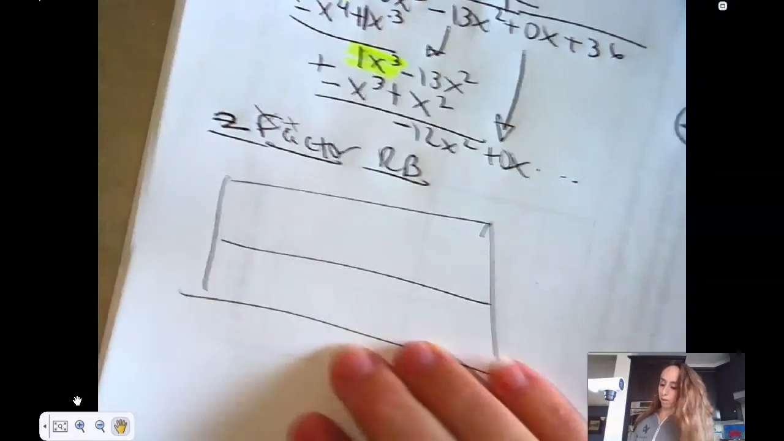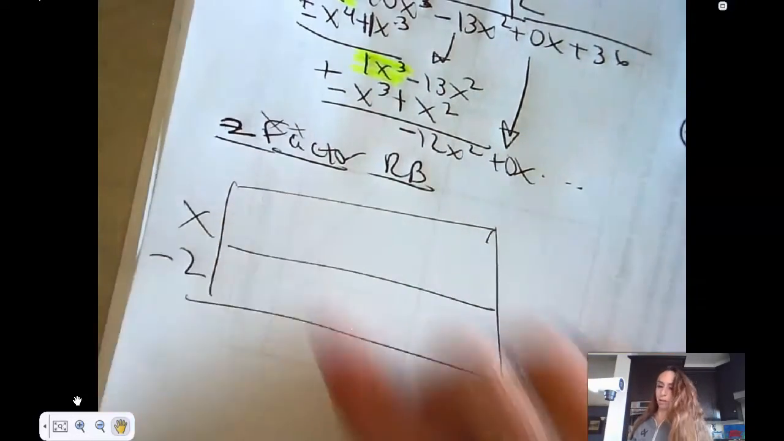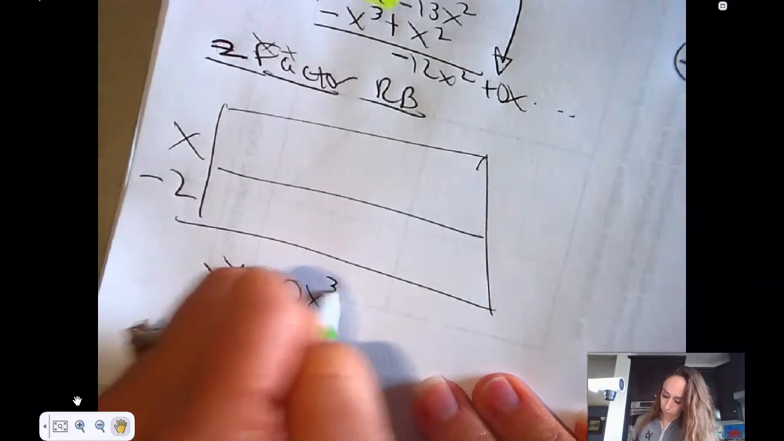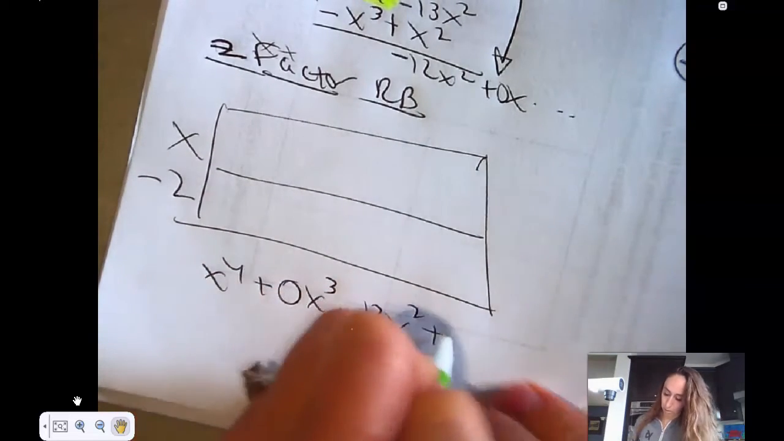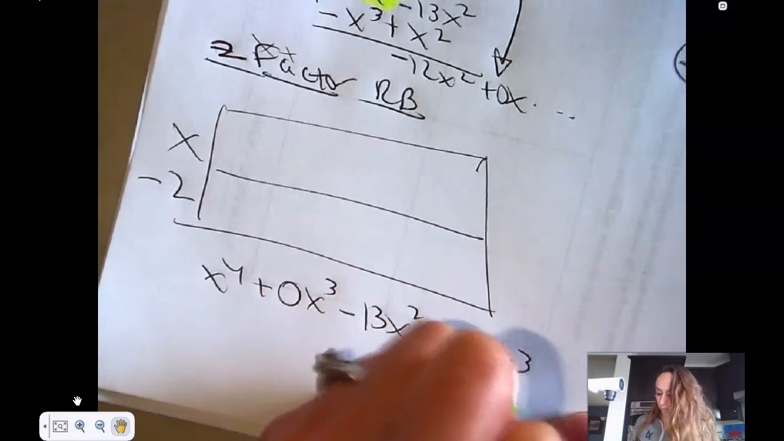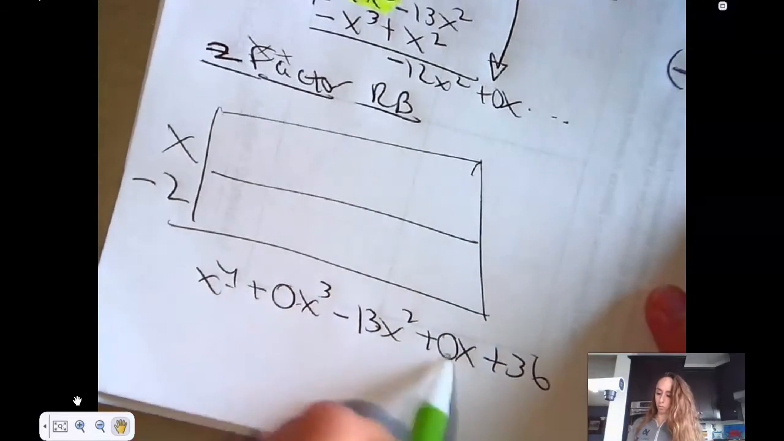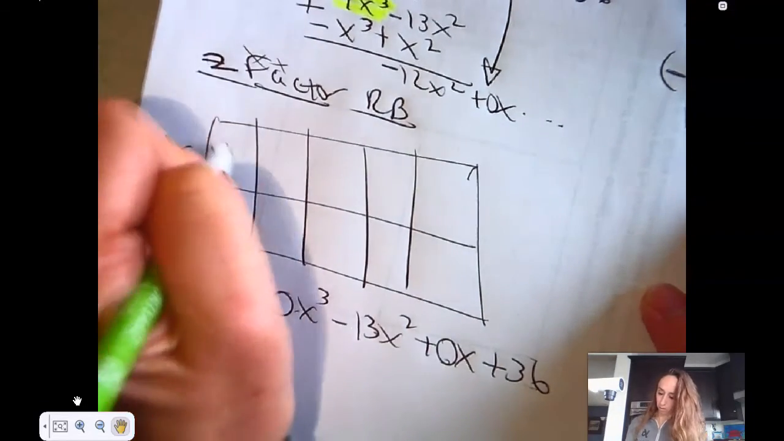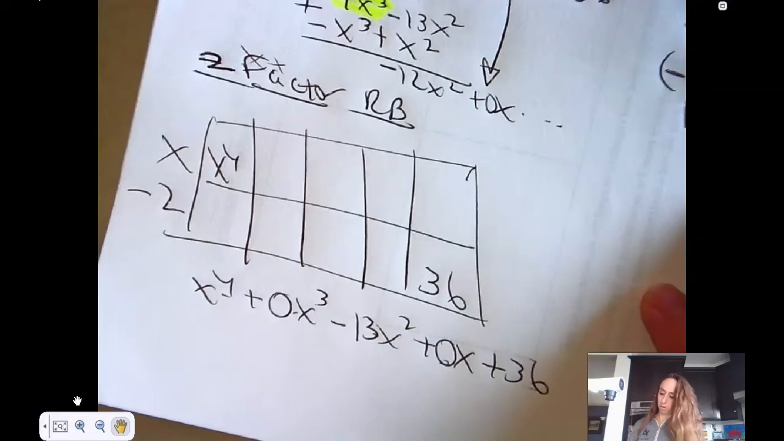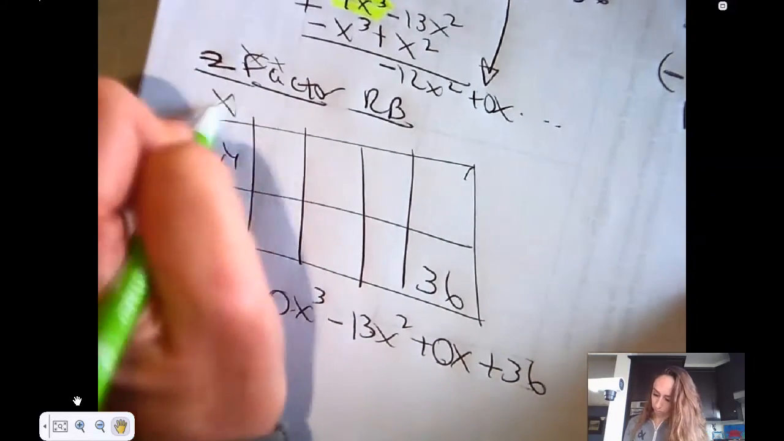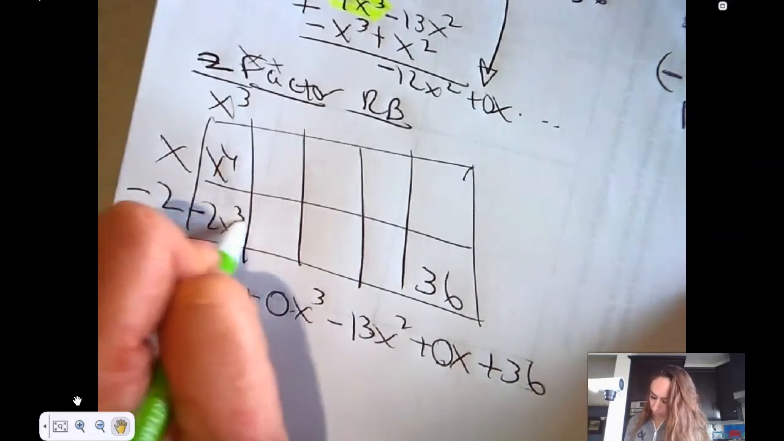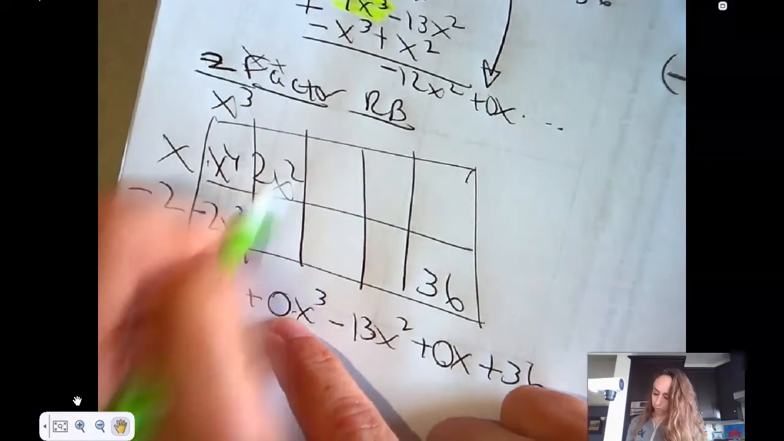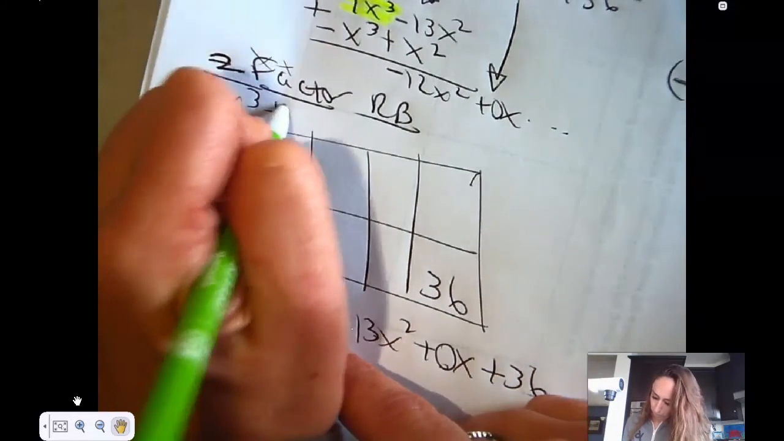Okay. So if I think positive 2 is it, I would go x minus 2. Now remember, it's x to the 4th plus 0x cubed minus 13x squared plus 0x plus 36. So 1, 2, 3, 4, 5. Okay, first guy, last guy. All right, so multiply it out. So x to the 4th is done. How do I get negative 2? I do positive 2. So that would be 2.